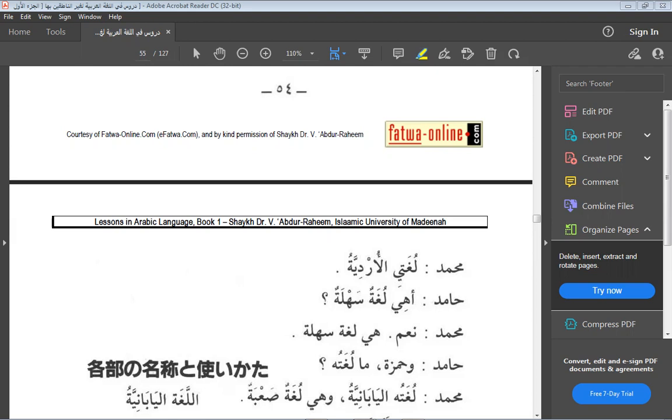So now the one that is innocent is ikhwatun. You say nahnu ikhwatun, we are brothers. Okay, for the feminine we have ukhtun. So the plural of ukhtun will be akhawat.